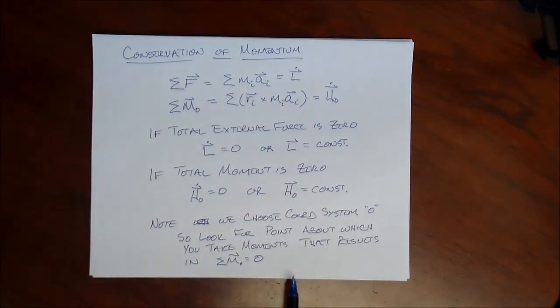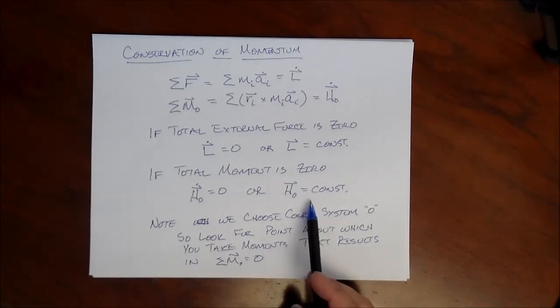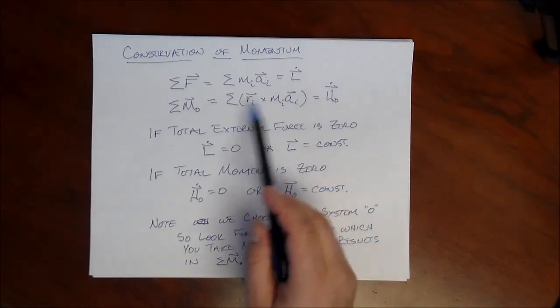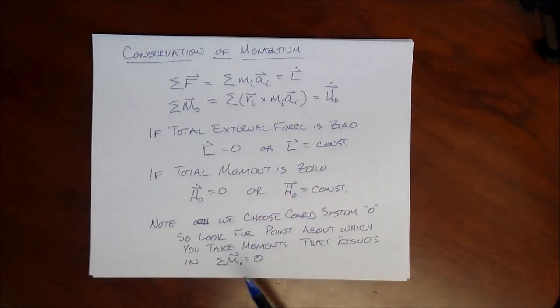So go looking for a coordinate origin, an origin about which to take moments that will give you a net moment of 0. If you can find that place, then you will be able to say angular momentum is conserved, and you'll have a simplified equation for determining kinetic relationships.